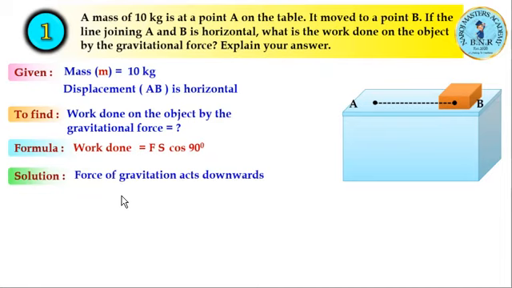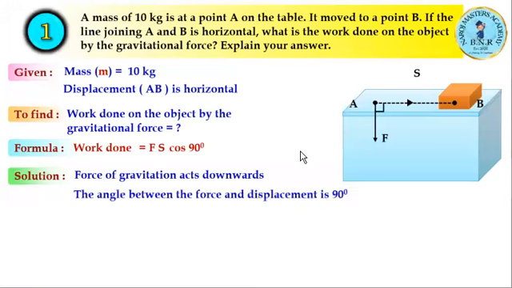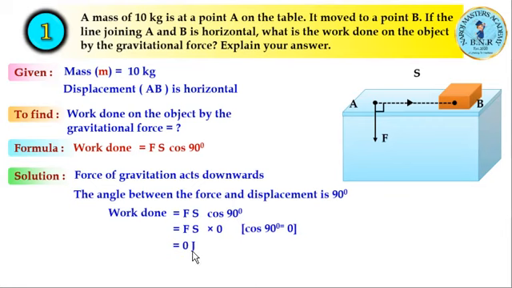Solution: the force of gravitation always acts downwards. So here it is the force of gravity, and this is displacement. The angle between the force and the displacement is 90 degrees. Then the work done is equal to Fs cos 90 degrees. As cos 90 is 0, Fs into 0 is 0. So work done is 0 joules. So no work is done by the gravitational force. Thus work done is 0.